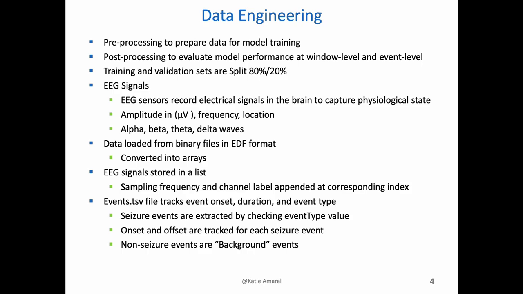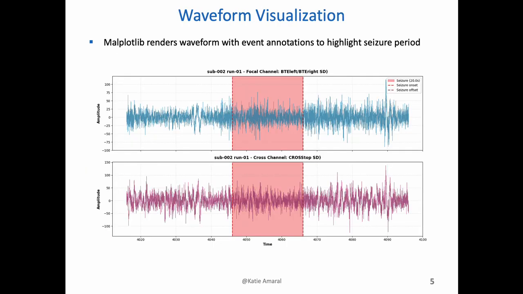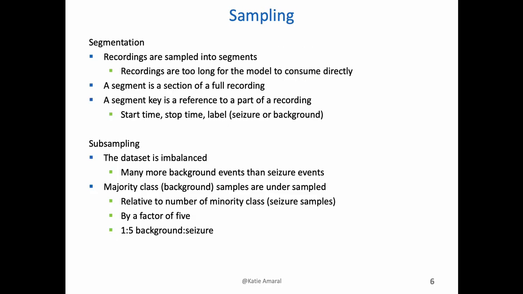EEG signals are the inputs to the model, and events data are extracted as labels and are classified as either seizure or background events. Matplotlib is used to render the waveform visualization, showing the EEG signal amplitude over time, along with event annotations to highlight the seizure period. Recordings are sampled into segments.